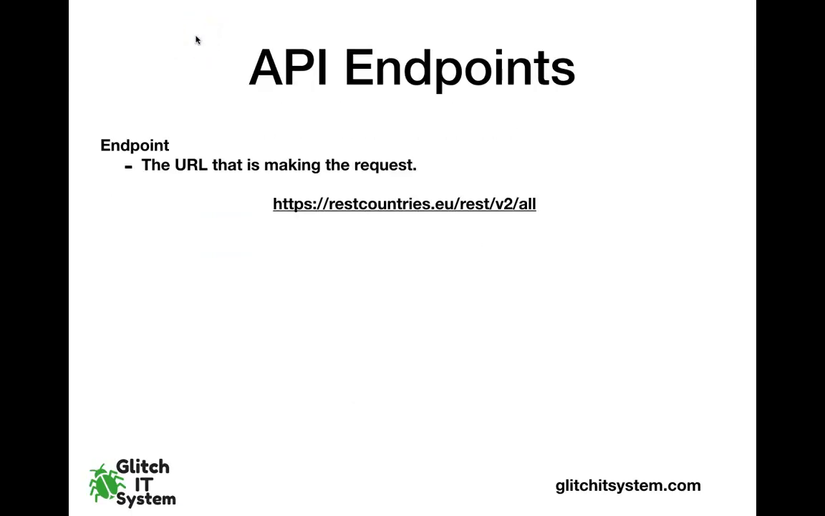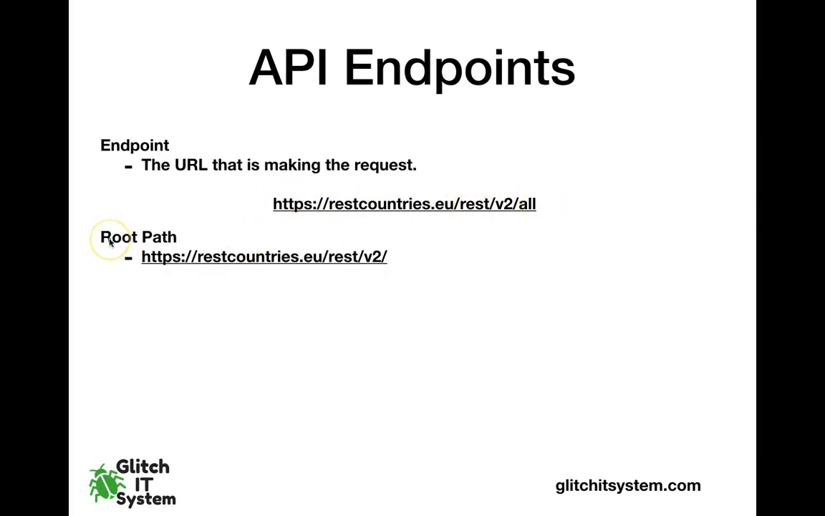All right, so we're going to quickly go over API endpoints. An endpoint for an API is just the URL that is making the request. So as you see here, there is a URL. This is for the REST countries API. So this is an endpoint.